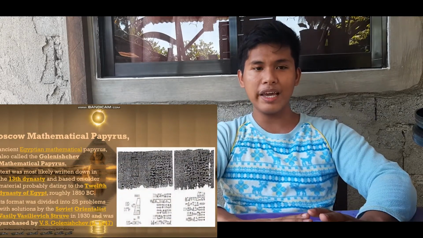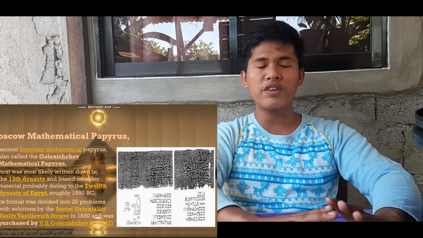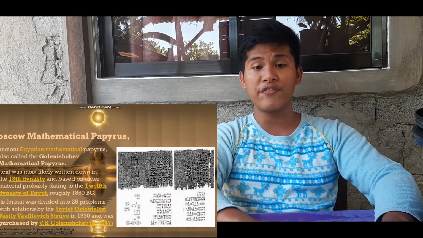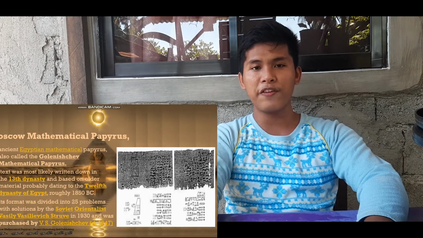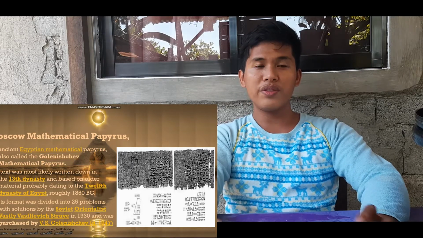It looks the same as the Rhind Mathematical Papyrus, because they said that some problems in the Moscow Mathematical Papyrus can also be found in the Rhind Mathematical Papyrus. As you can see in the picture, it looks the same but it doesn't. So now let's proceed to the number systems and computations.